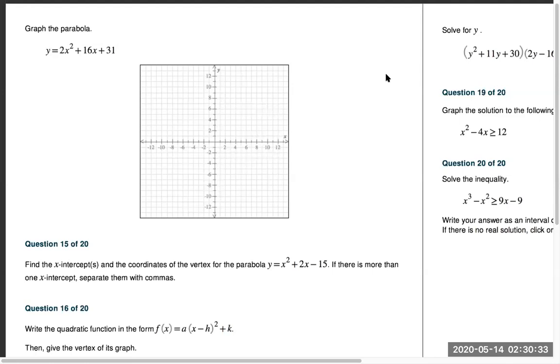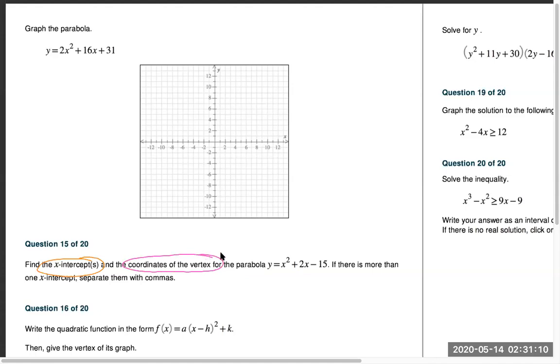All right, you guys, so we did number 14. We're going to end with number 15 for the night. Find the x-intercepts and the coordinates of the vertex for the parabola given here. If there's more than one x-intercept, separate them with commas. Okay, so let's color code this a little. We'll find the x-intercepts in orange. And we'll find the coordinate of the vertex in pink. Why not?